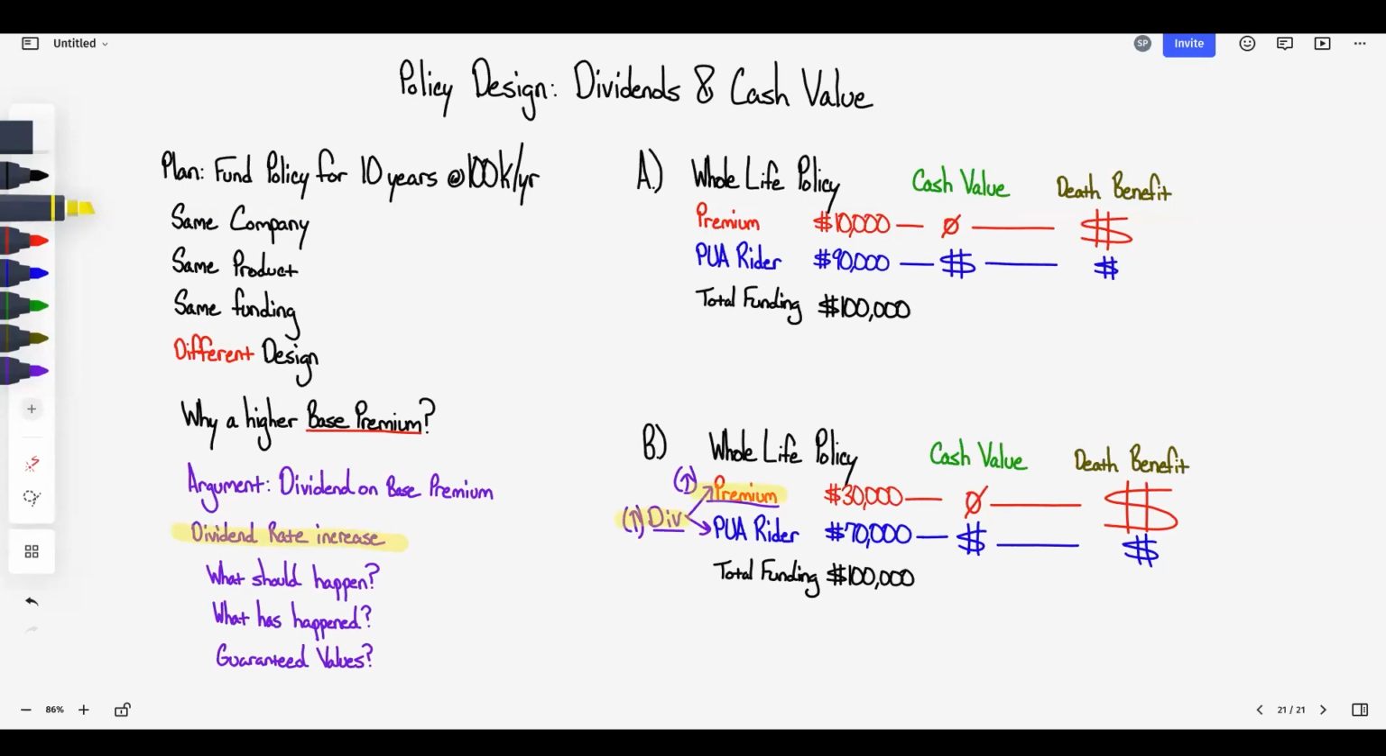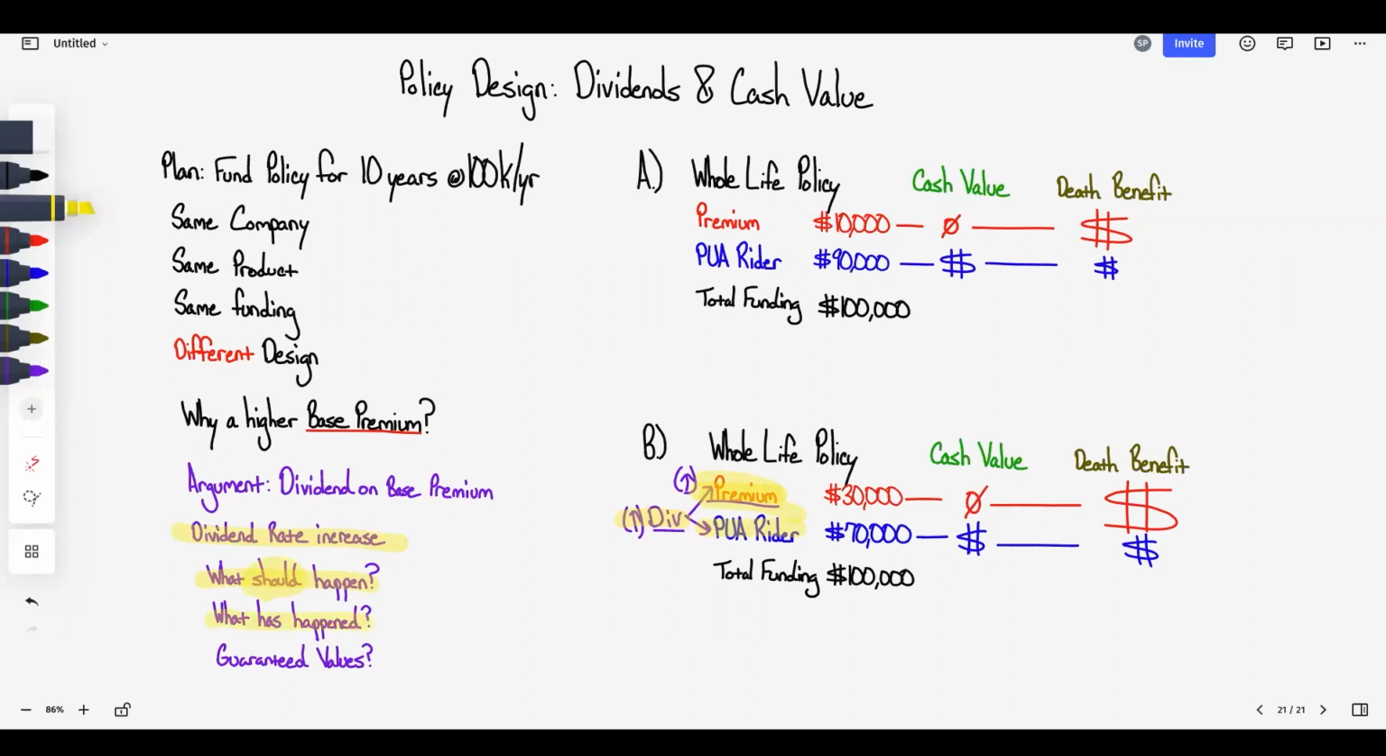Remember, if dividends increase though, the increase is going to occur both with the base premium and dollars I add to PUAs. But what should happen here? Well, if dividends increase, it is true that the dividend you receive from the insurance company should be higher if you have a higher base premium. That should happen, keyword there.